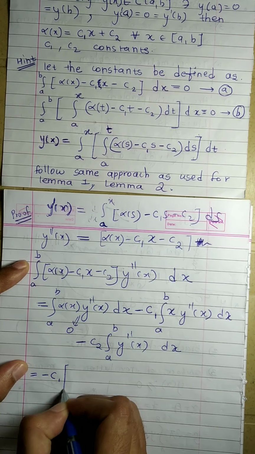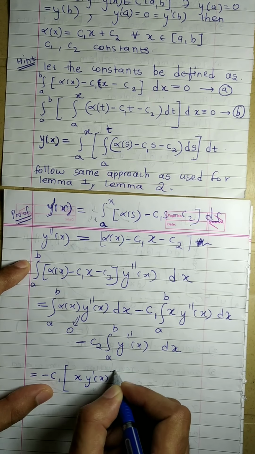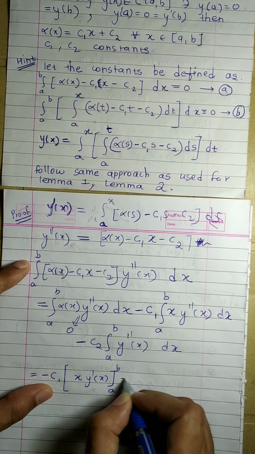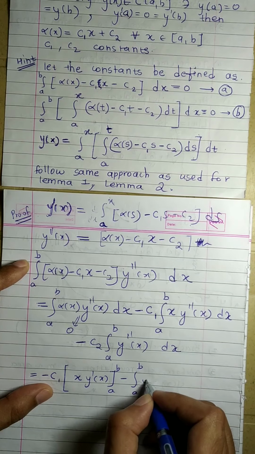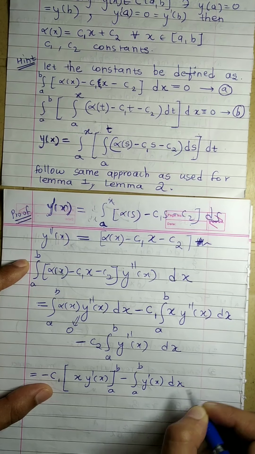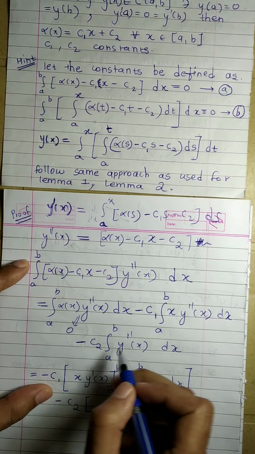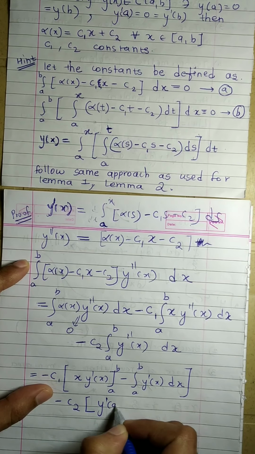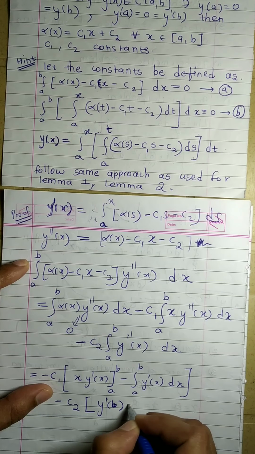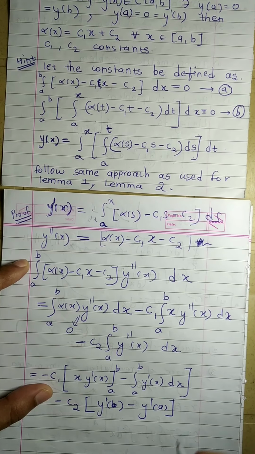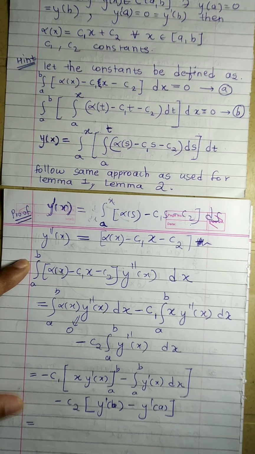This will be minus c1 into, we'll use integration by parts for this, x into y dash at x evaluated from a to b minus integral from a to b derivative of this into y dash of x dx, minus c2 into, so the integral of this will be y dash of x evaluated at a and b, so it will be y dash at b minus y dash at a. So this will again go to 0, we will be left with only this.